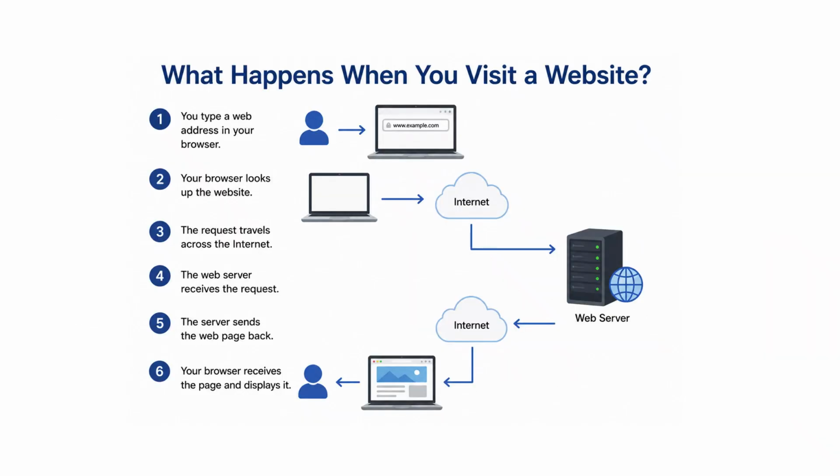So every time you visit a website, several things happen behind the scenes in just a few seconds. First, you enter a web address or click a hyperlink in your web browser. Second, your browser begins the process of locating the website you requested. Third, once it finds the correct web server, it sends a request asking for that web page. Next, the server receives the request, locates the necessary files, and sends them back to your browser. And then finally, your browser displays the web page on your screen.